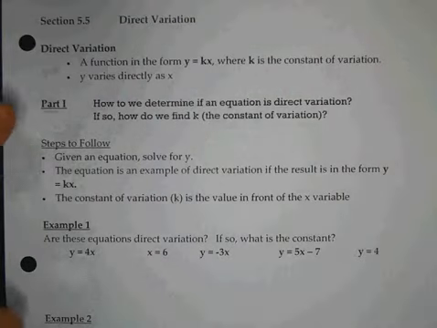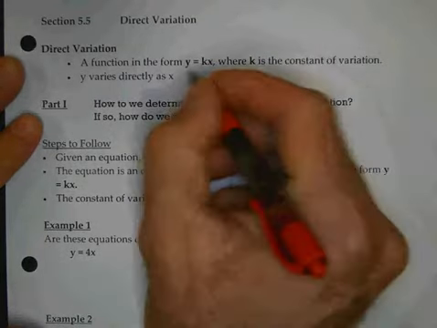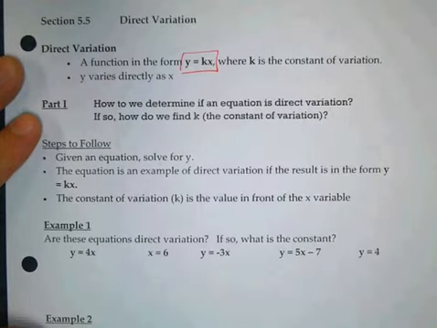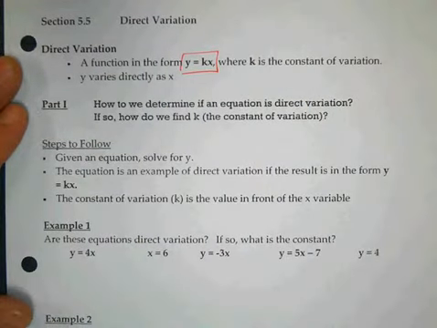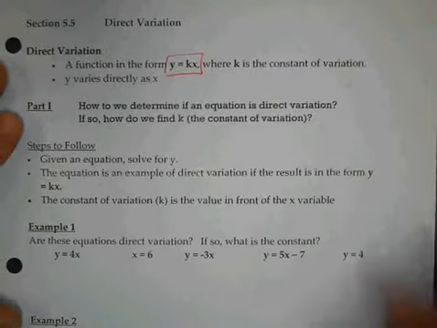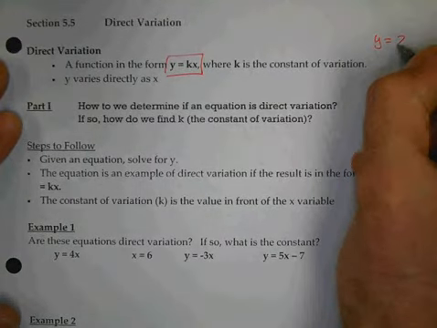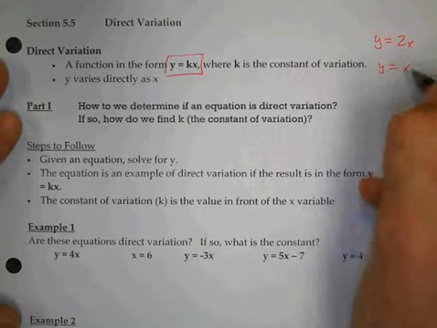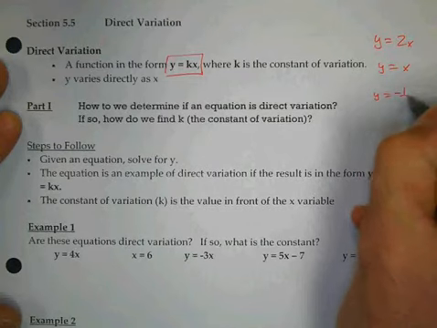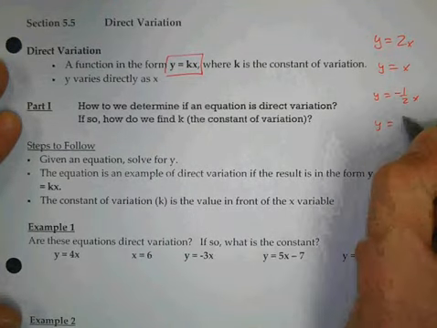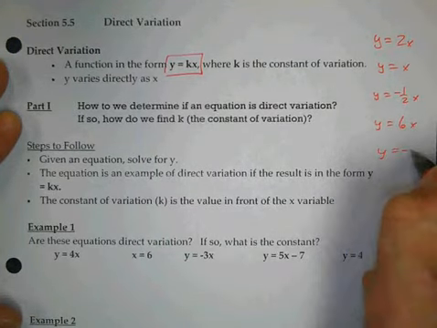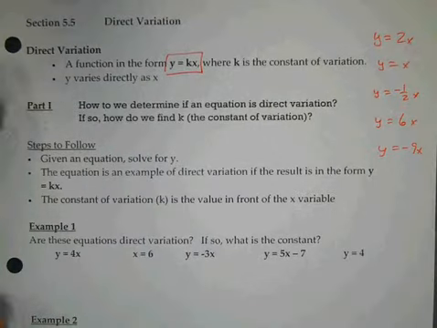All your equations will end up looking like this. Y equals a number times x. So, a bunch of examples. It could be y equals 2x, y equals x, y equals negative 1/2 x, y equals 6x, y equals negative 9x. In all cases, there's going to be a number in front of the x, and that number in front of the x is called the constant.